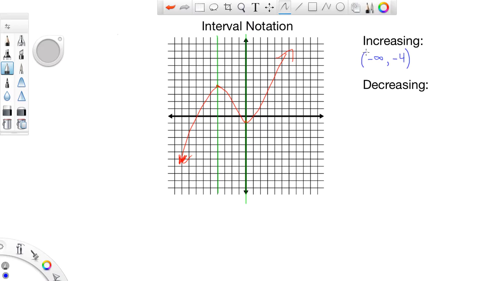We always put parentheses around infinity whenever an interval touches infinity, because it will never equal infinity. Again, parentheses mean it doesn't equal that exact value. Now the interval does pick up again at negative 4, but we can see it's not increasing. It starts decreasing. So it starts decreasing really, really quickly after negative 4, but not at negative 4 exactly, so we can't make these brackets. Instead, we have to make those parentheses.